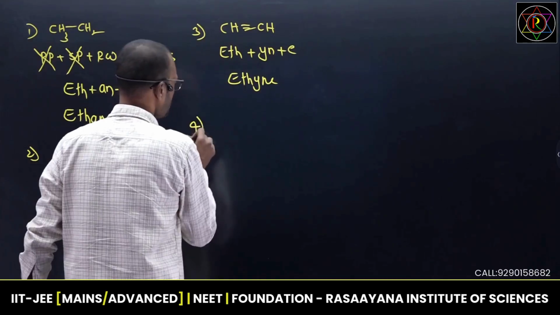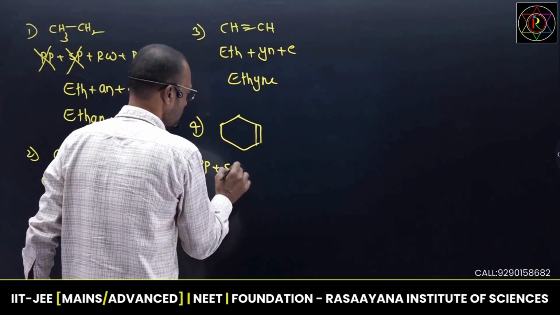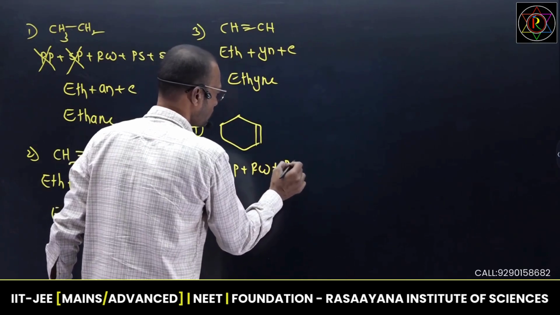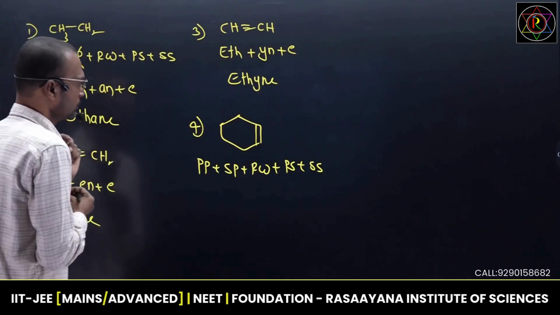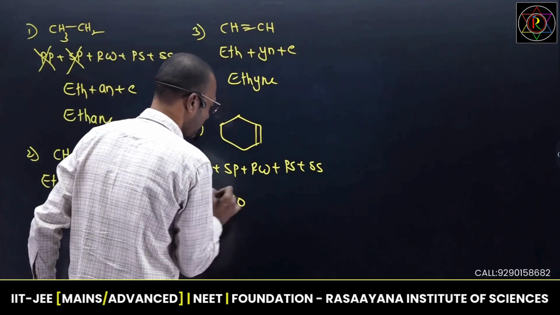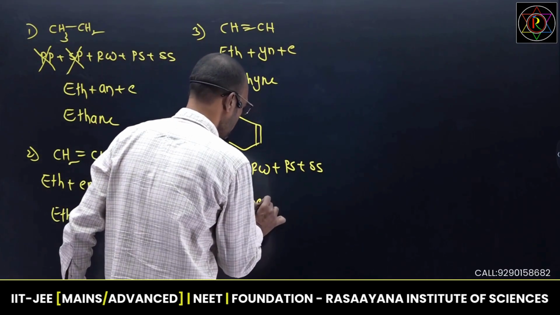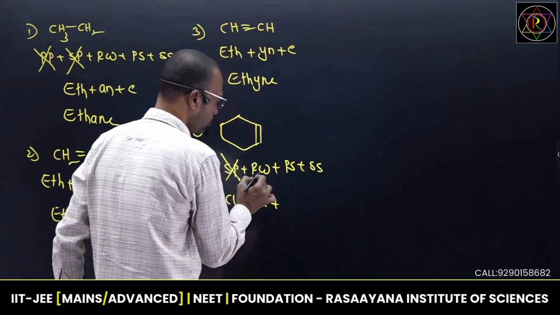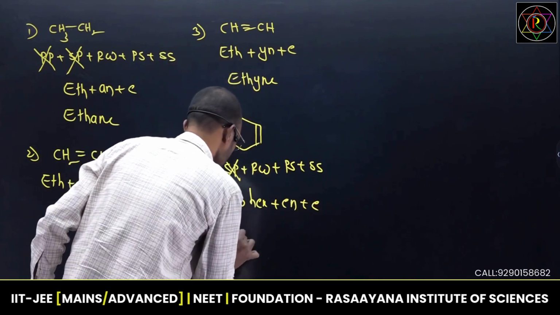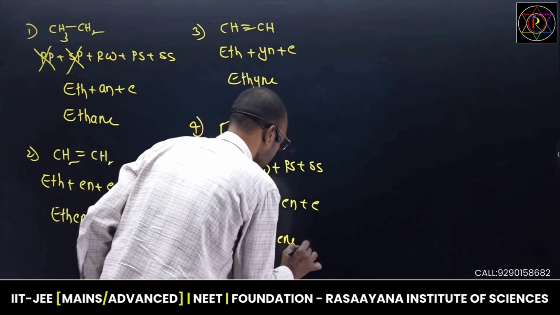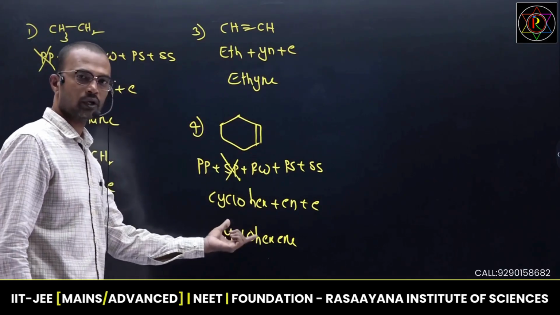Okay. So suppose I take a ring. Primary prefix, secondary prefix, root word, primary suffix, secondary suffix. In this example, primary prefix: there is a presence of cyclic ring, use cyclo. There is no substitution, no secondary prefix. Root word is hex, 6 carbons are present. Primary suffix, double bond is present, en, and it is hydrocarbon. So this is known as cyclohexene. Like that, the name will come automatically. No need to add any letter, no need to remove any letter. By joining all this, you will get one name, that is the IUPAC name.